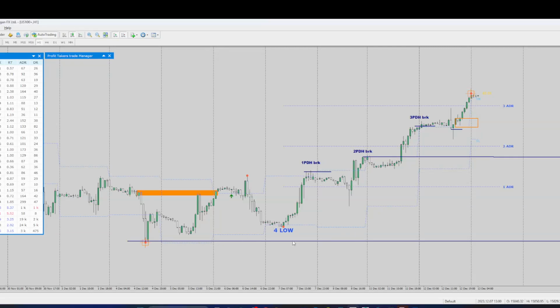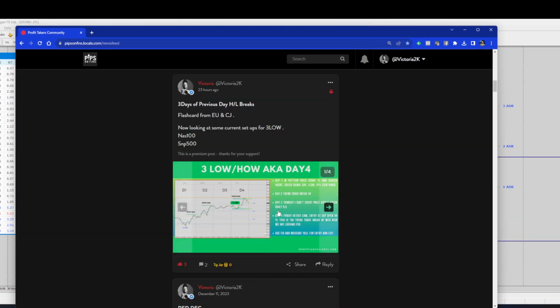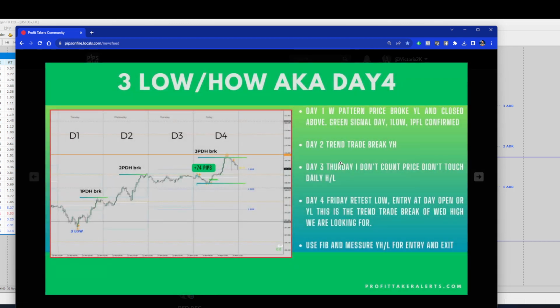All right, so today when the markets opened, obviously it's still today for me. What's today? Tuesday. I had to look at my calendar. It's still Tuesday for me, but in the trading world, it is Wednesday. And I had dropped some flashcards in our Pips on Fire group. Let me bring this over here real quick. I was saying, hey, I'm looking at these setups for the 3 low of week, and I had this particular flashcard tucked away somewhere.